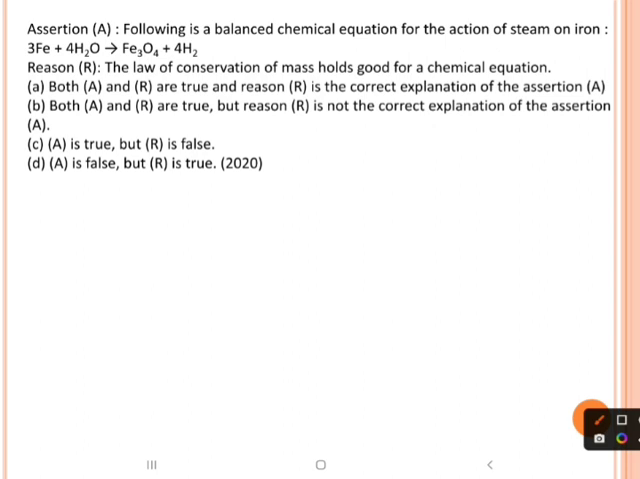Question number 1. Let's see what is question number 1. Question number 1 is the assertion reason type question. Now the assertion says that the following is a balanced chemical equation for the action of steam on iron. Steam is a form of water vapor. So the reaction is this one, that is 3Fe plus 4H2O gives Fe3O4 plus 4H2. Now here the assertion is given that it is a balanced chemical equation.